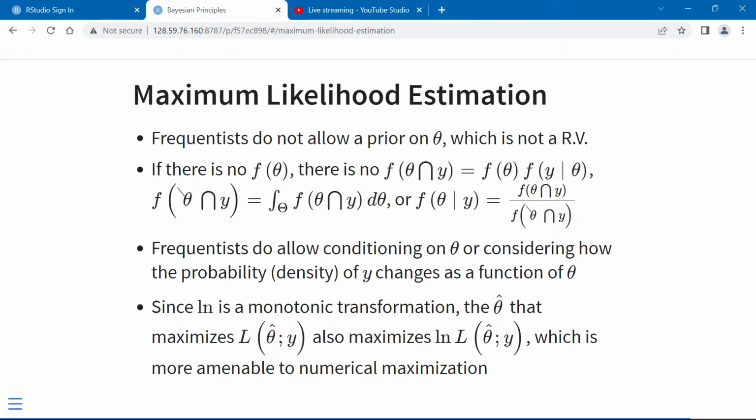And since logarithm is a monotonic transformation, the value of theta that maximizes the likelihood is also the value of theta that maximizes the log likelihood. And that's much more amenable to numerical maximization on a computer to find that value of theta.